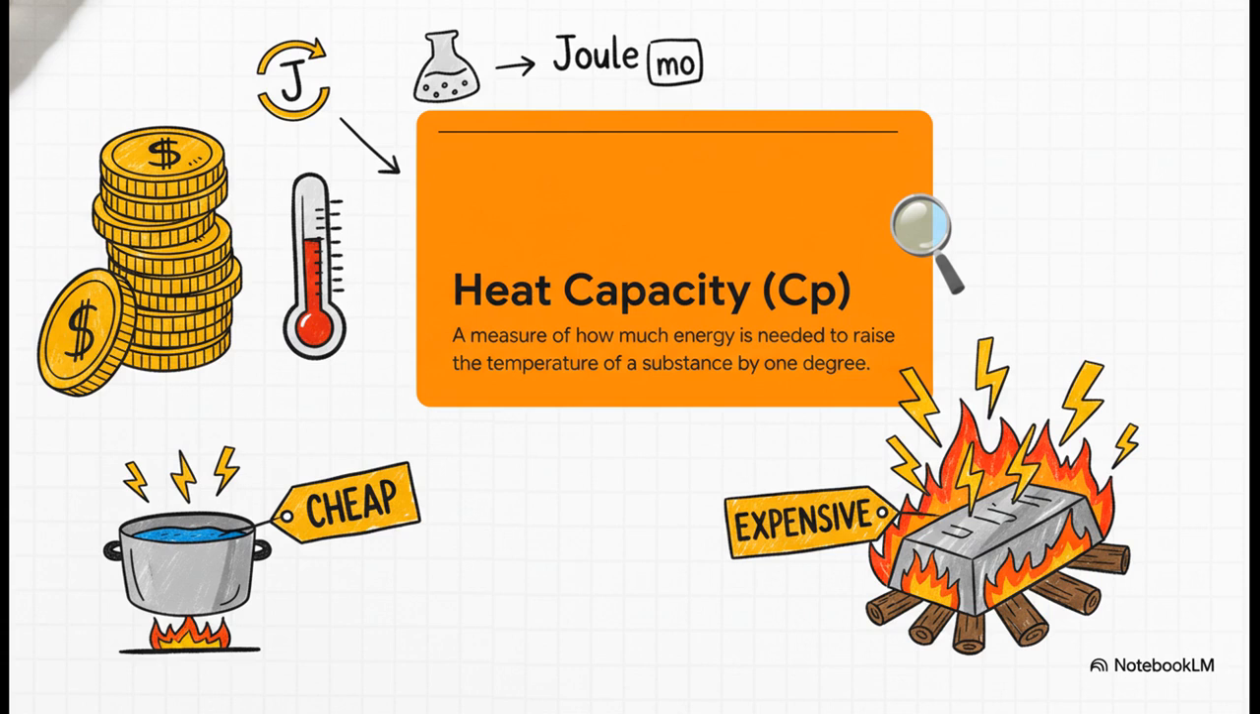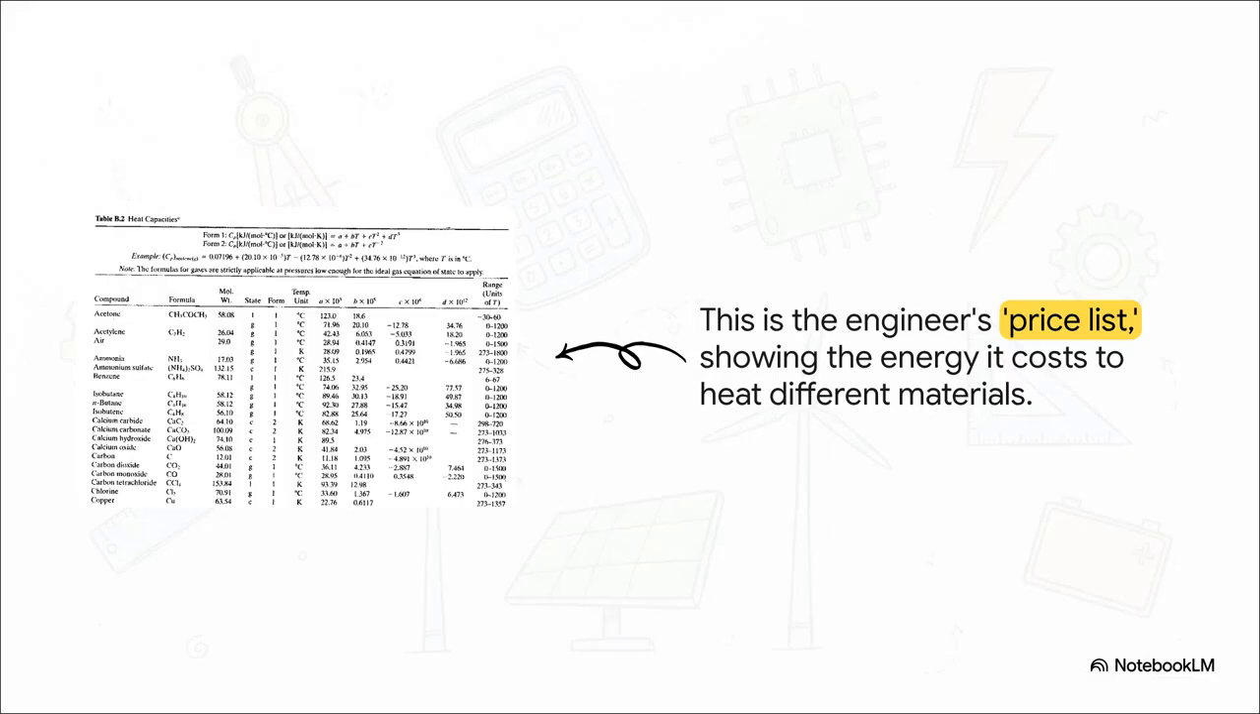Some materials are cheap to heat up. They don't cost much energy. Others are very, very expensive. Now, this table might look a little intimidating at first, but it's really just that price list we were talking about. You want to heat up acetone? Okay, here are the coefficients for its price formula. Air, right here. Calcium carbonate? You got it. Engineers use this table to find the exact price to heat hundreds of different compounds.